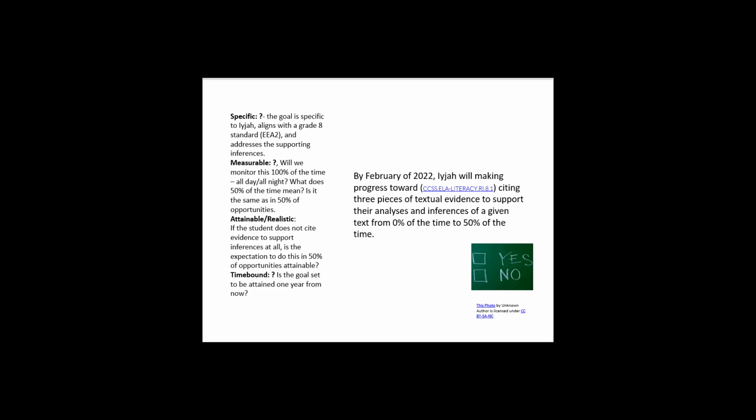Is the goal attainable and realistic? If Aisha does not cite evidence to support inferences at all right now, the expectation for them to do this in 50% of opportunities might be realistic, might be attainable. It's difficult to ascertain right now. Is the goal time-bound? Is it set to be attained 1 year from now? Overall, would you say Aisha's goal is meaningful and measurable? Yes or no?